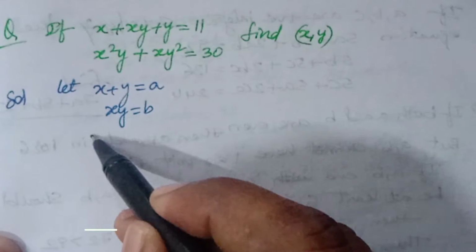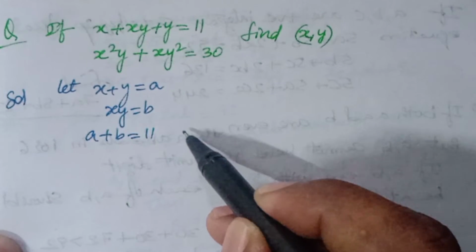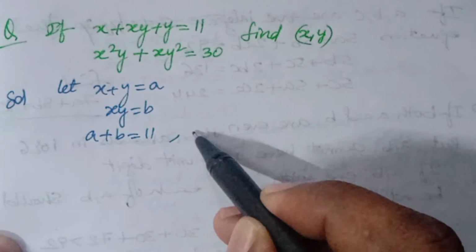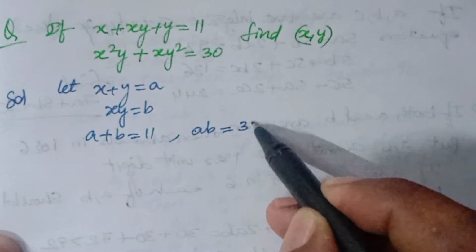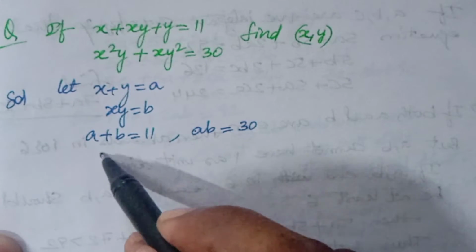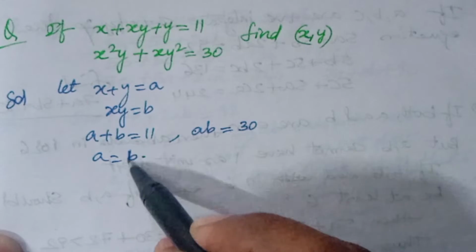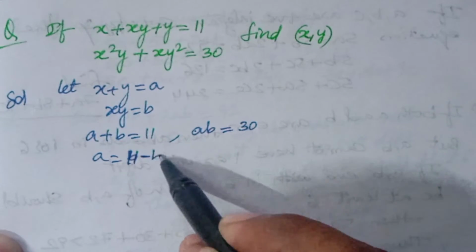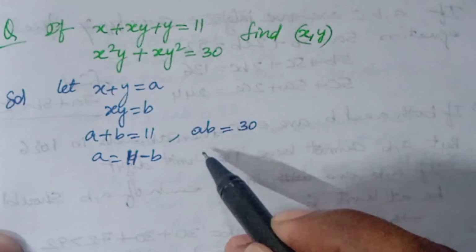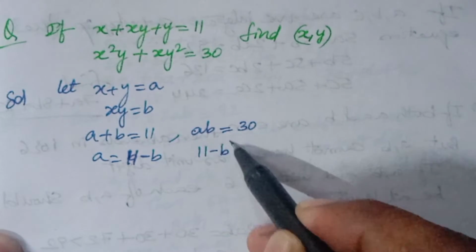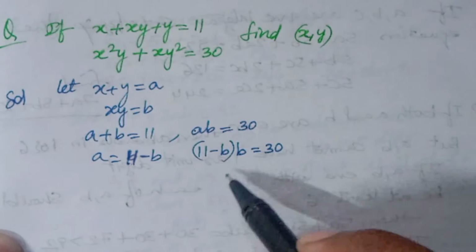So here the equations will become a plus b equal to 11 and ab equal to 30. So here a is equal to 11 minus b. Substitute in the second one: (11 minus b) times b is equal to 30.